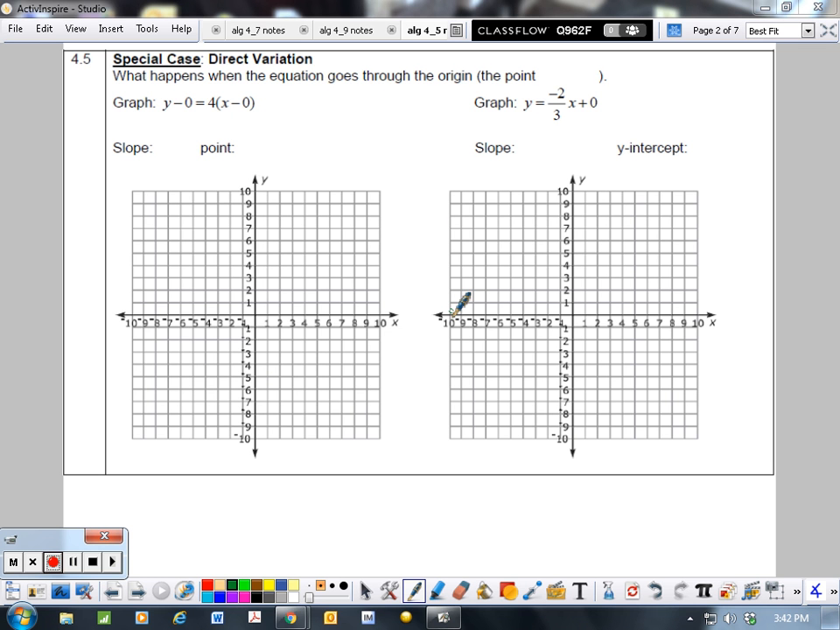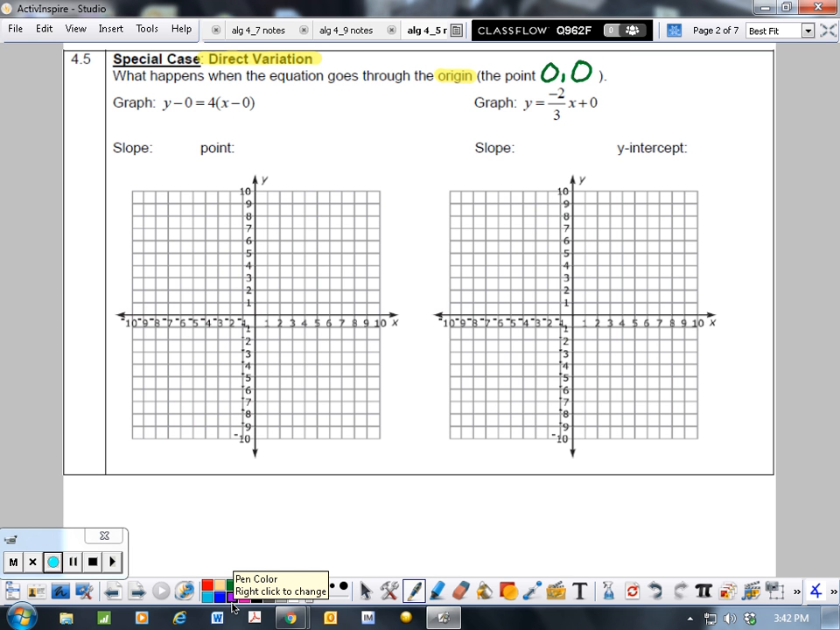Okay, so we're going to talk today about a special type of line that we're going to graph called direct variation. What's special about direct variation is it's a type of problem that always goes through the origin. And the origin is what we call the point (0, 0), which on our graph is where the x-axis crosses the y-axis.